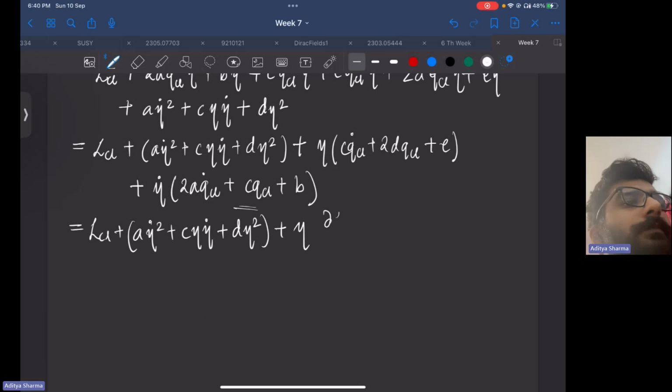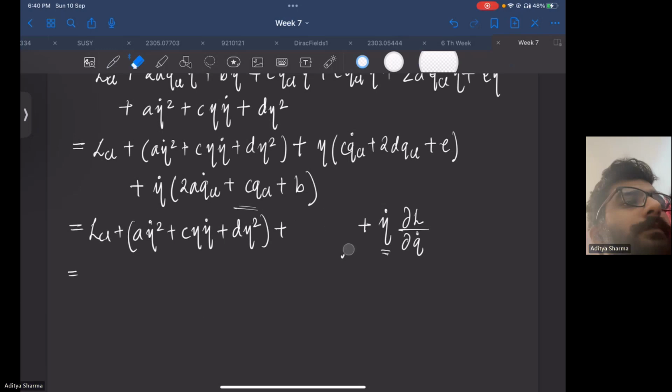This is ∂L/∂q + η dot. This is ∂L/∂q dot. Okay, so what we will try to do is make this the same. To do that, write the above as follows. We want to change this η and write it as a total derivative.